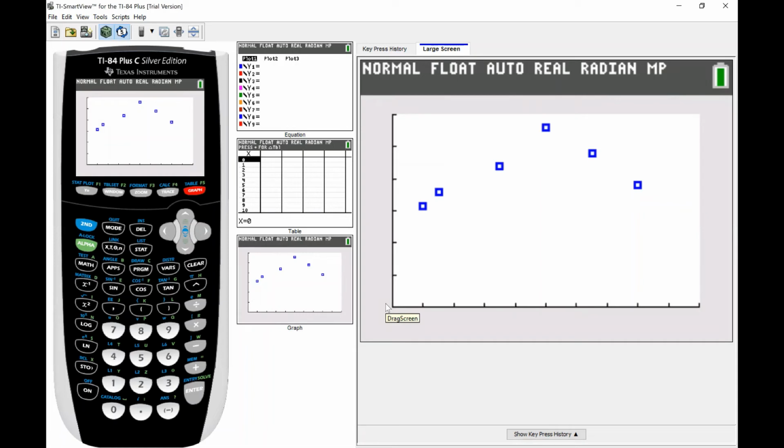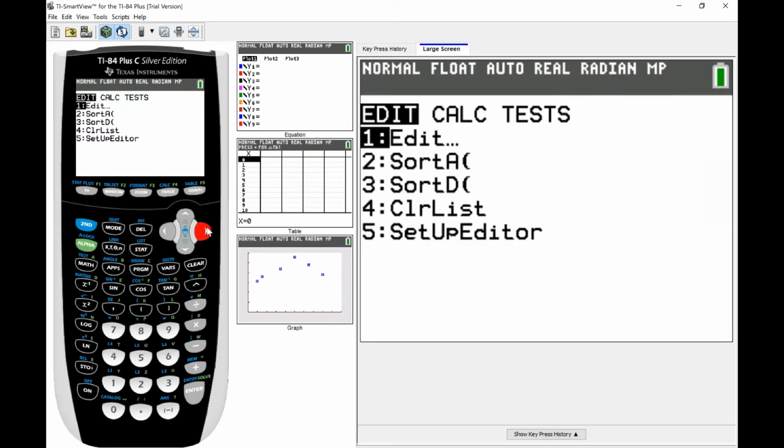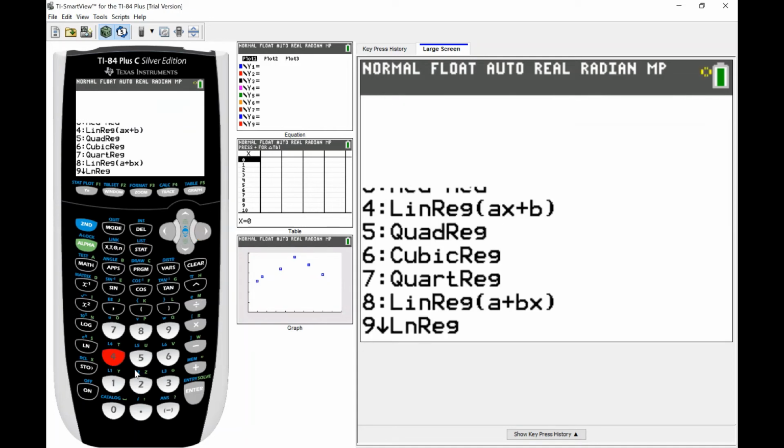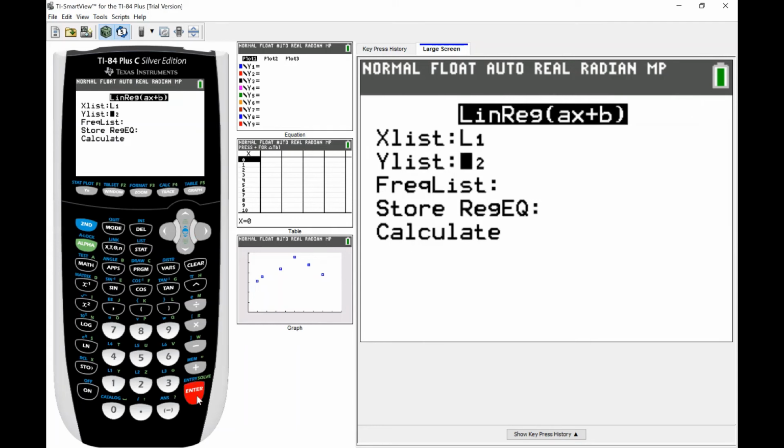Oh, okay. So there's what our data looks like. What do you think? What type of equation do you think would best fit this data? I'm seeing a quadratic would probably best fit this data. But let's do each one, our linear, quadratic, and exponential. So I'm going to go into stat. I'm going to go over to calc. And I'm going to go down to linear regression. That's number 4. Enter all the way down.